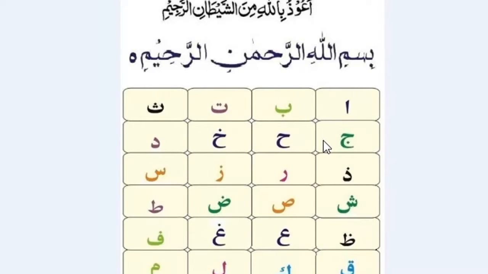Jim originates when the tongue center region touches the hard palate. Ha originates from the throat, middle or center region. Kha originates from the throat nearest to the mouth.